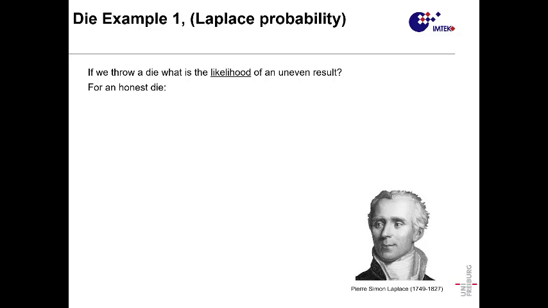Let's say that you throw a die, and you want to know the likelihood, not the probability, we don't talk about probability yet, that you will get an even result. Taking into account that it's an honest die, you have the same chances to get a 1, 2, 3, 4, 5, or 6. Then the probability to get any element of the die is always 1 over 6, because all the faces of the die have the same probability to appear when you throw it.